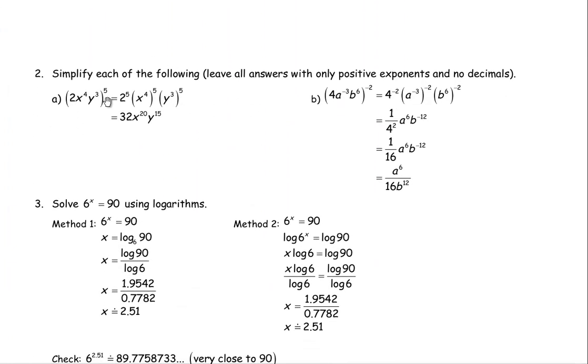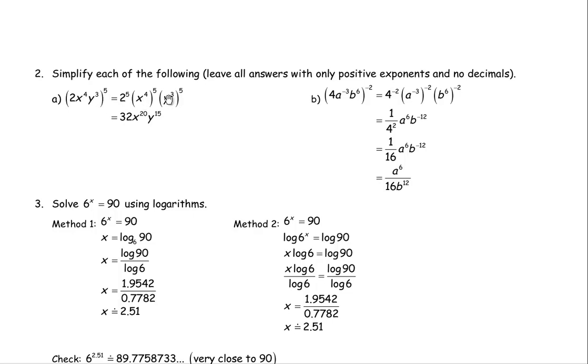For number 2, we're asked to simplify each of the following, and a couple of instructions: leave answers with only positive exponents, no negative exponents, and no decimals. So the first one says we've got 2x to the 4th y cubed raised to the power of 5. Now that 5 means that each of these things, the 2, the x to the 4th, and the y cubed, all get raised to the power of 5. So we would do 2 to the 5th, x to the 4th to the 5th, and y cubed to the 5th.